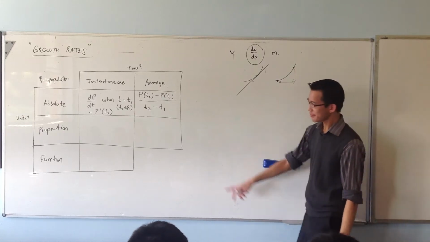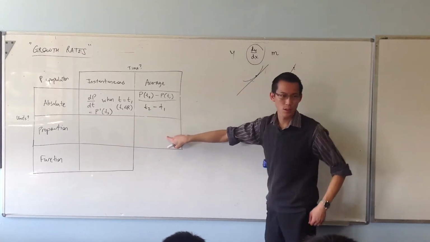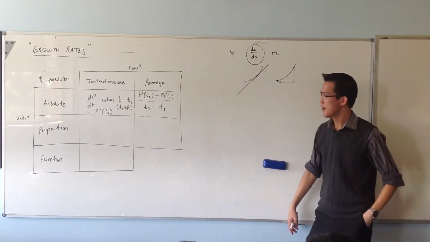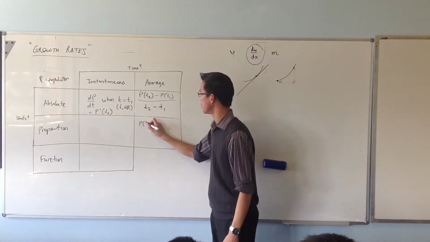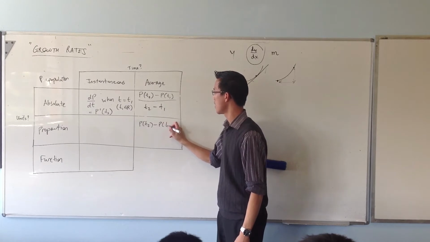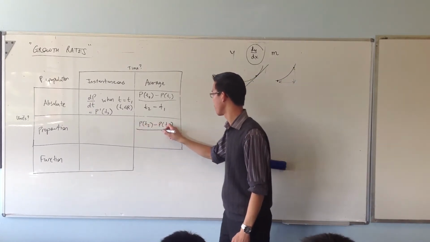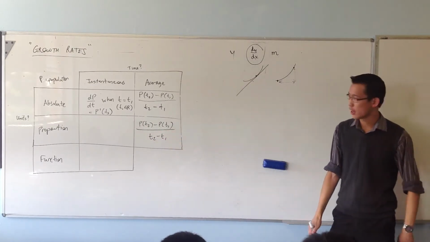All right, now, let's keep going. I'm going to leave this proportion one for a second. Let's have a look at the average, because I think it's not that hard in terms of proportions. You're still going to be working out much the same thing. You're going to work out how much population has changed, and you're still going to be dividing by the total time that it took to get that change.